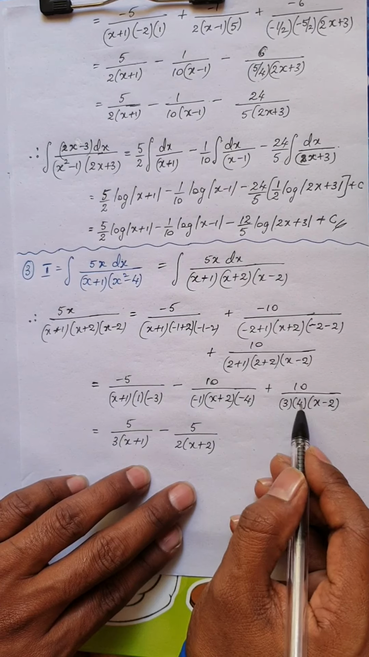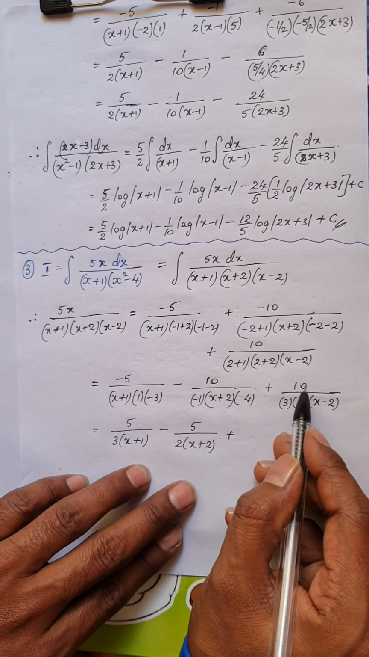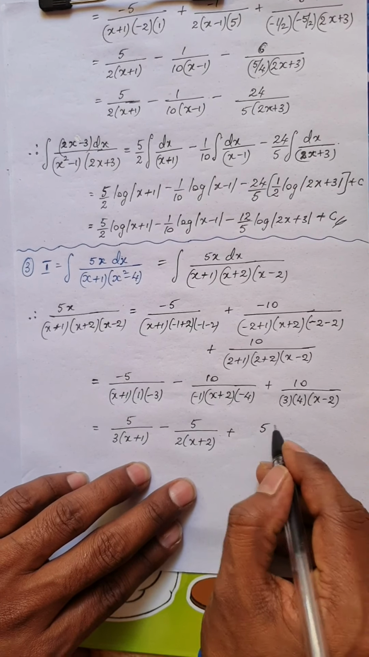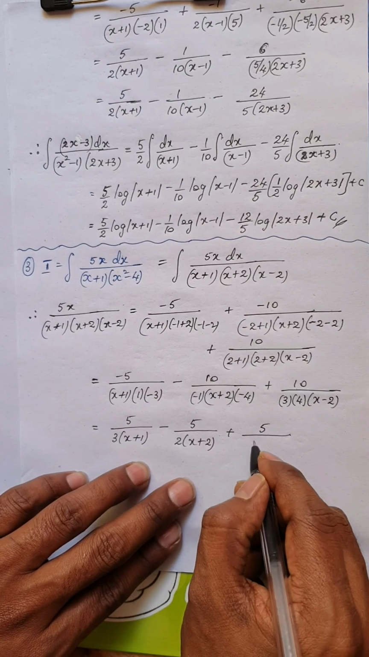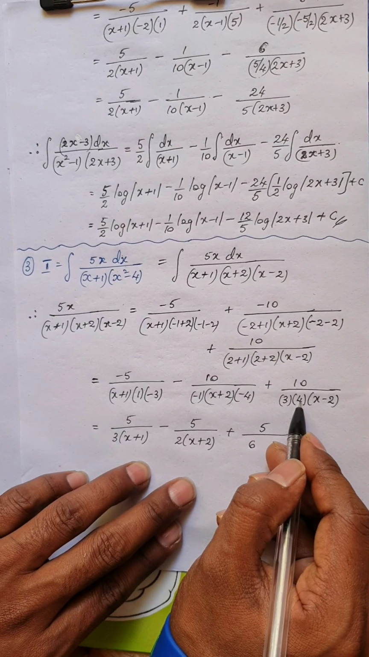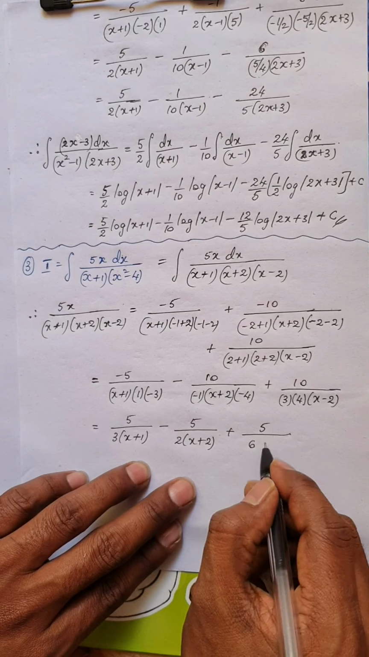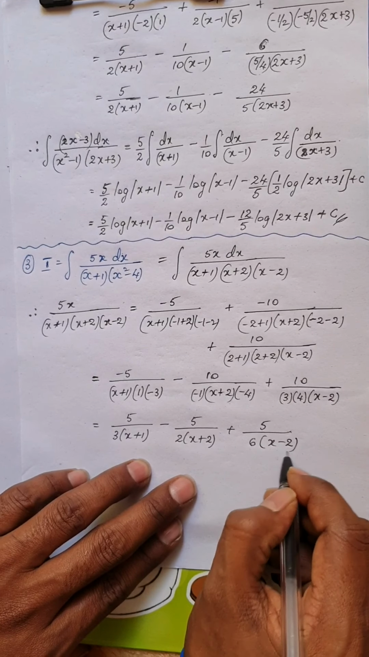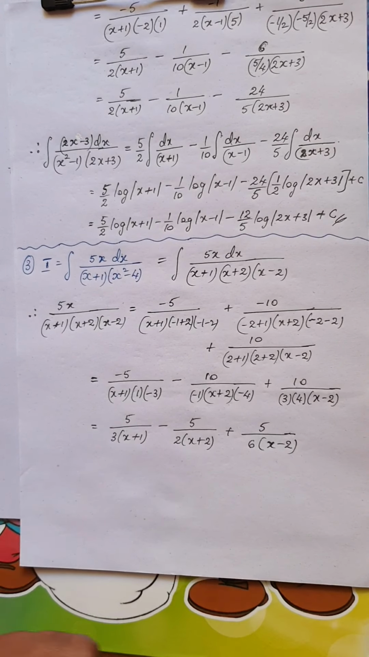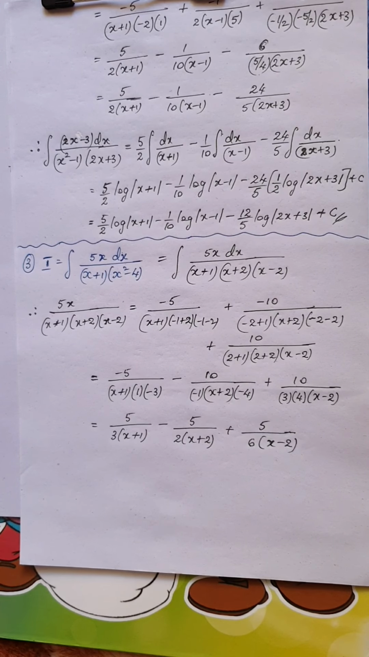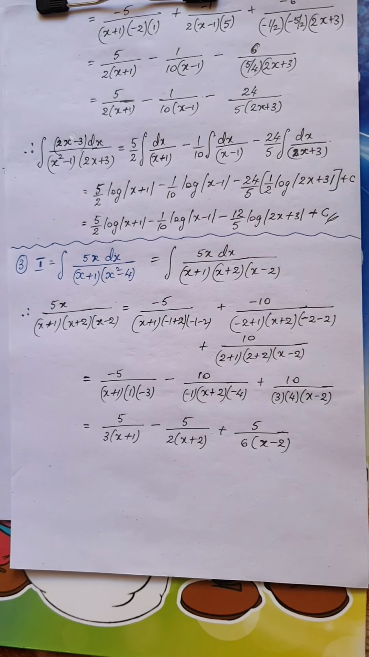Now here, 3 4s are 12, so 10 by 12 would be 5 by 6, isn't it? Because 2 5s are 10 and 2 6s are 12, or else you cancel the 2s: 2 5s are 10 and 2 3s are 6. This factor x minus 2 remains the same. Okay. Now we are going to integrate this result.